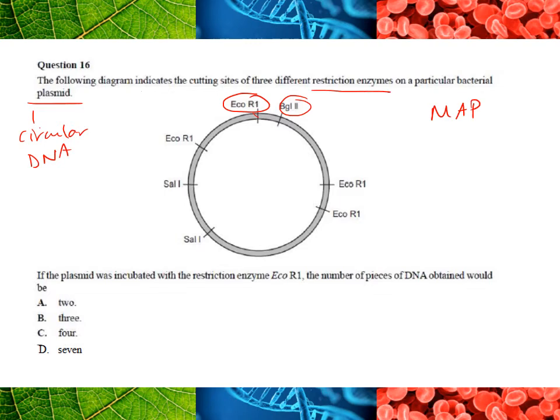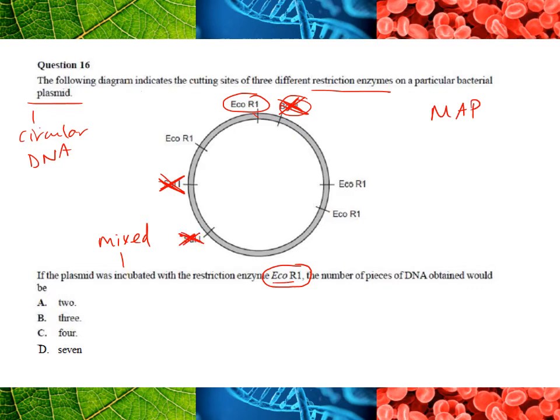Now it says we've got 3 different restriction enzymes in this map. And it says if the plasmid was incubated, which basically just means mixed, if we mixed this bit of DNA with this restriction enzyme, how many pieces of DNA will we end up with? Okay, so what you could do is cross out these restriction enzymes because the question's not asking about them. We don't care about these restriction enzymes. We're only putting this one in there.